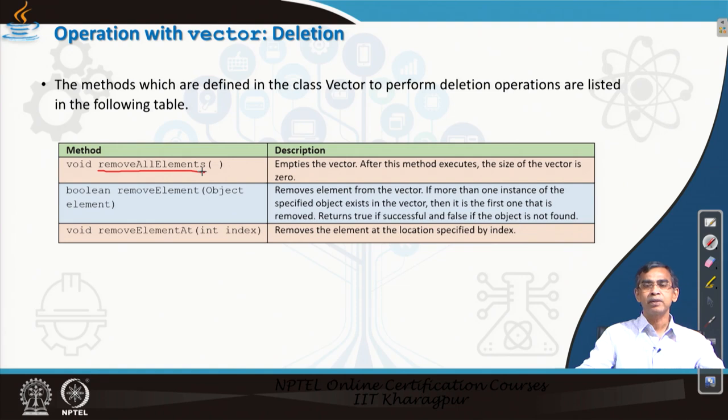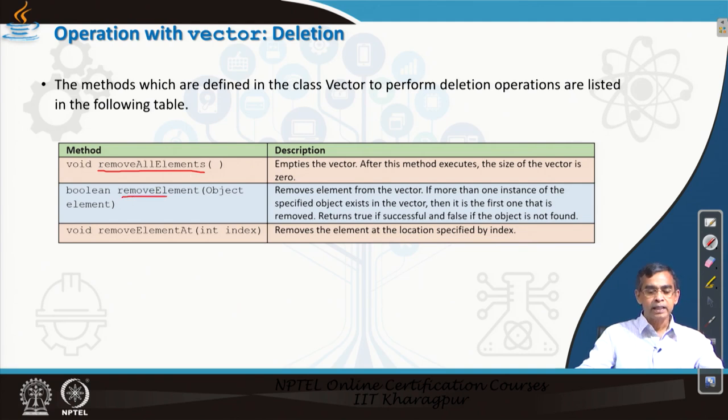If you give the name of the method a few more characters, it gives you the advantage of understanding what the method does. So, by the name removeAllElements itself, you can understand what it does for you. It is just like a clear operation. So, this is equivalent to clear.